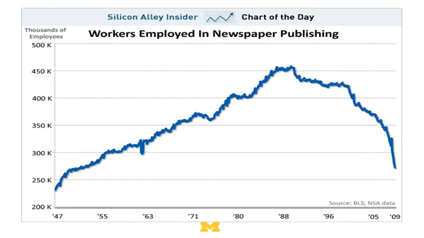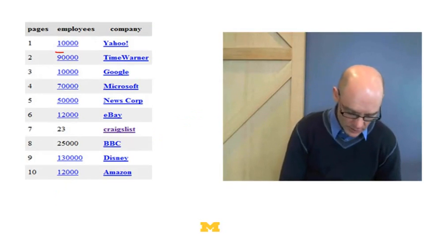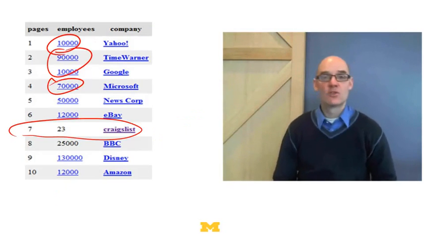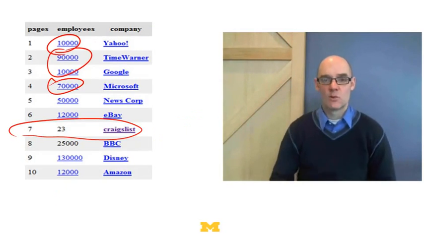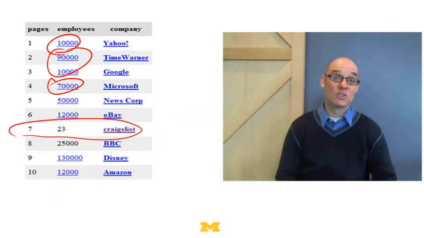If you look at the number of workers employed in the newspaper industry, you see that from 1988 to 2009, it's fallen by almost 250,000 workers. Now you could say, well, those workers all went to work at Craigslist. Well, not so. Here's a list of the 10 biggest websites and the number of employees they have. Yahoo has 10,000 employees, Time Warner has 90,000, Microsoft has 70,000. Well, here's Craigslist, which is 7th. It has 23 employees. 23. So with only 23 employees, they're able to wipe out, in a sense, 250,000 jobs.